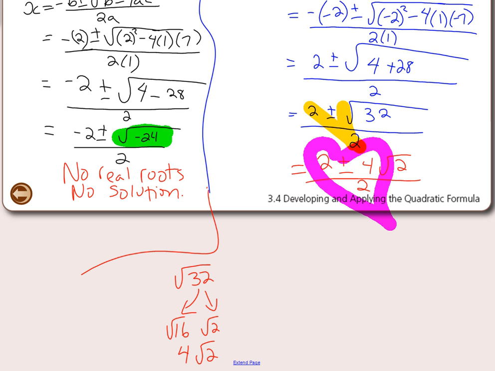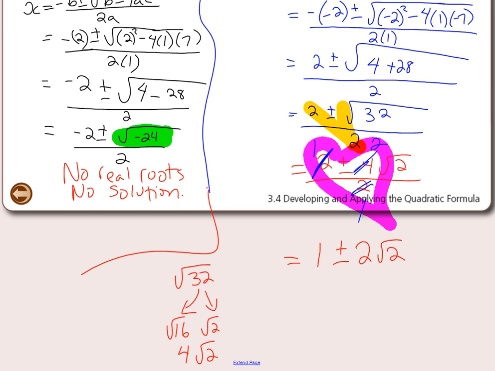So now I've got to look at those 3 numbers. The 2, the 4, and the 2. What can you divide all 3 of them by? Well, we can divide them all by a 2. So hiya, that gets us to 1. Hiya, that gets us to 1. Hiya, that gets us to 2. Now we've simplified it. The answer now is going to be 1 plus and minus 2 root 2.